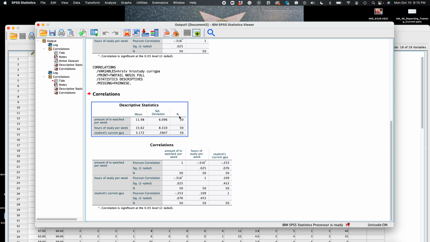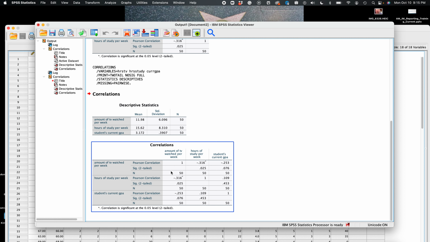This time we have our descriptive statistics, and this is what we're referring to when we say a matrix. We're looking at: are the hours per week of TV related to hours of study? Is it related to students' GPA? It's called a matrix because we're able to compare everything at one time. So if you want to see if 10 variables are correlated, this just gets bigger.